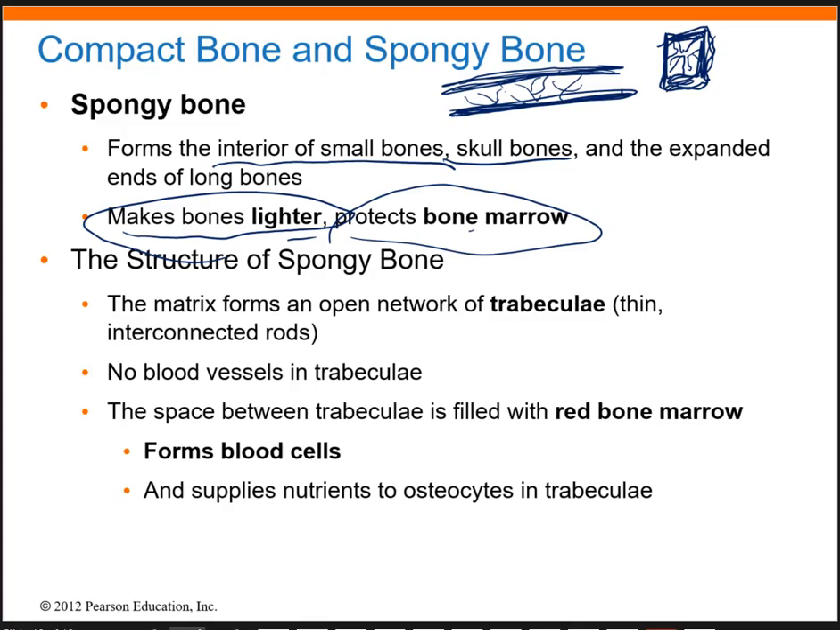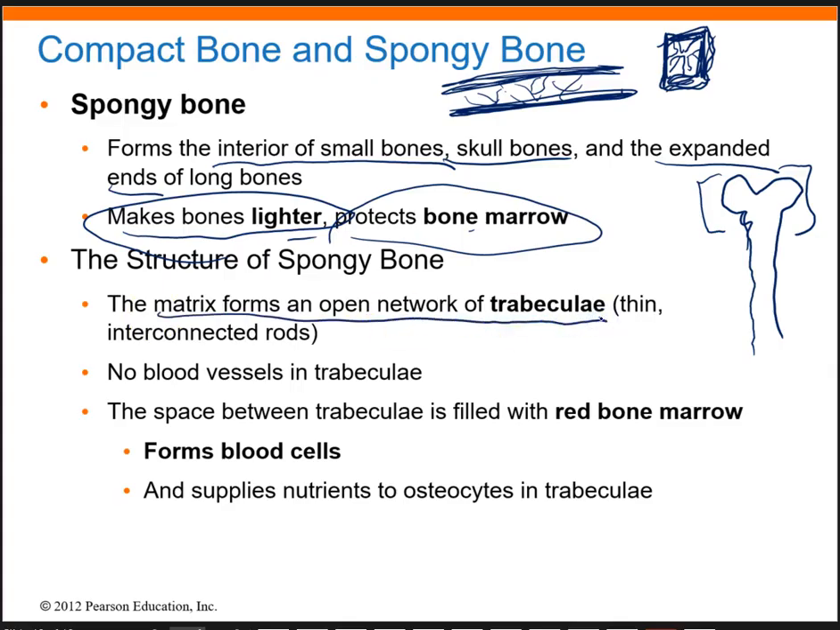Finally, spongy bone also forms the expanded ends of our long bones. When we look at our long bones, again, they're typically kind of thin, but then at the end they get wider. And these ends are made out of mostly spongy bone. When we look at spongy bone, again, it's not very dense. The matrix forms an open network of trabeculae, or thin interconnected rods of bone tissue.